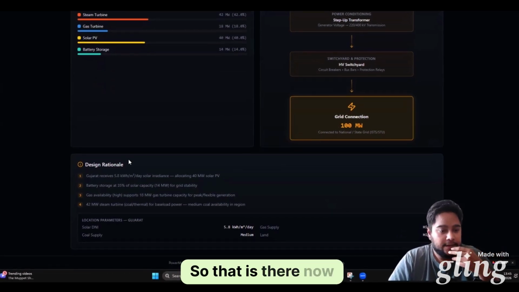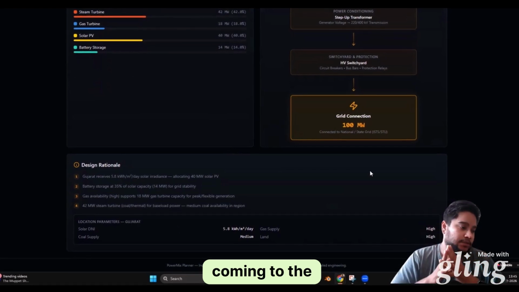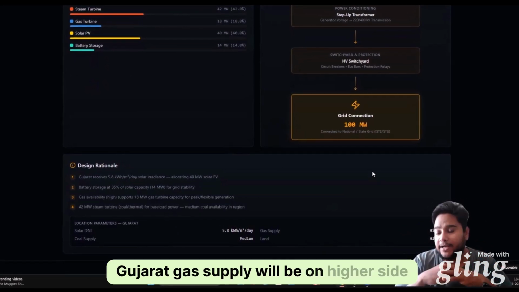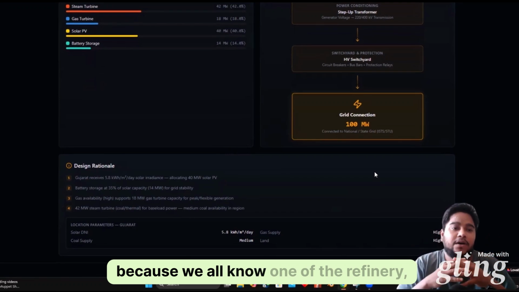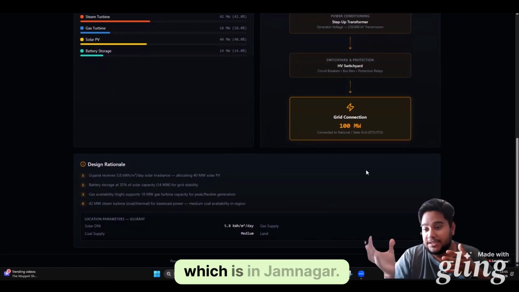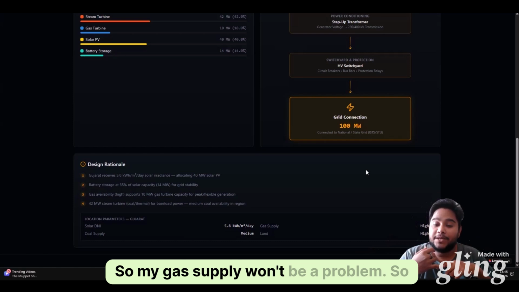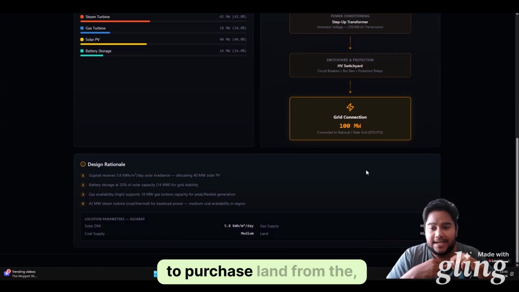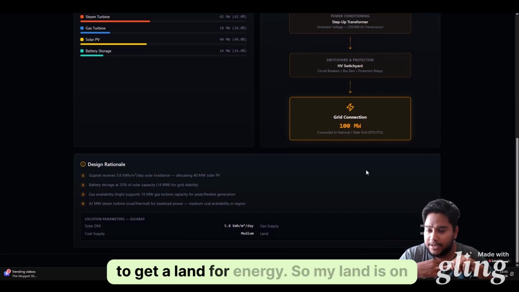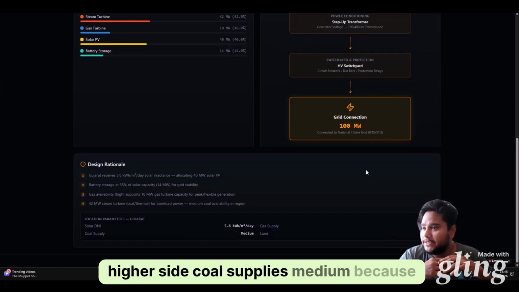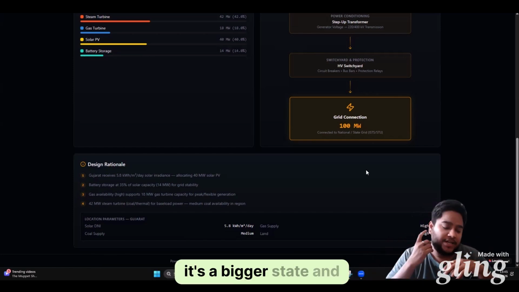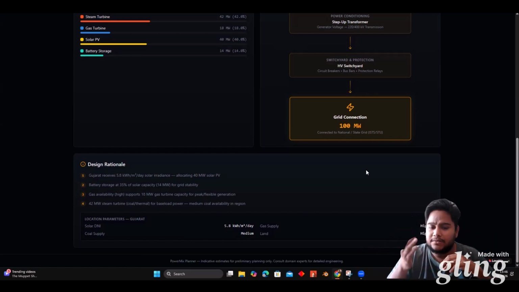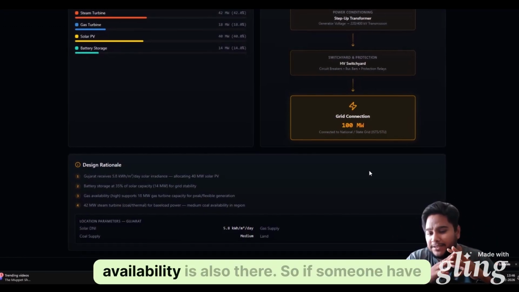Now coming to Gujarat, gas supply will be on the higher side because we all know one of the refineries is in Jamnagar, so my gas supply won't be a problem. Gas supply is high. Land policies and state policies make it easier to get land for energy, so my land availability is on the higher side. Coal supply is medium because it's a bigger state and the revenue is close to 1 trillion, so coal availability is also there.